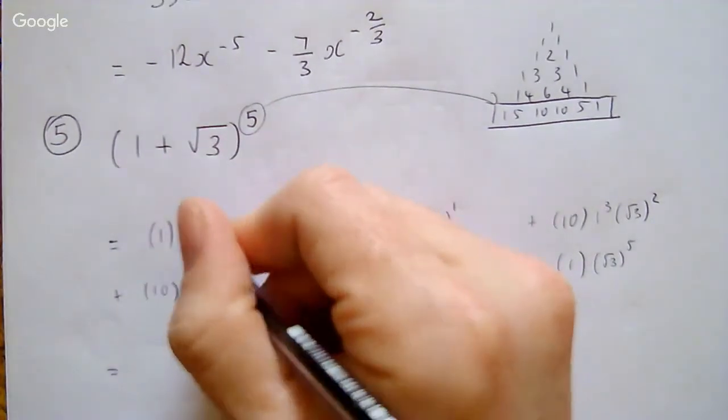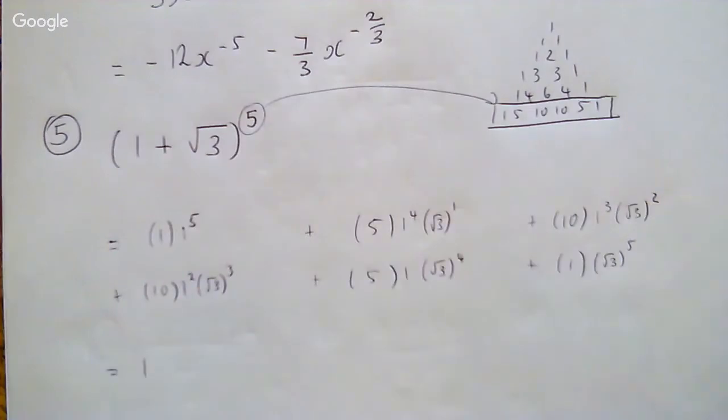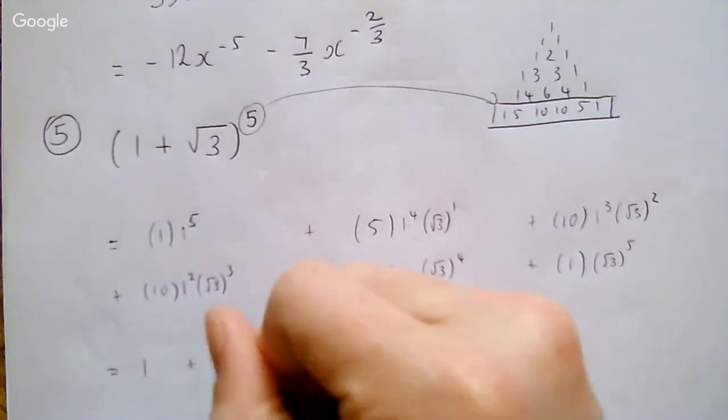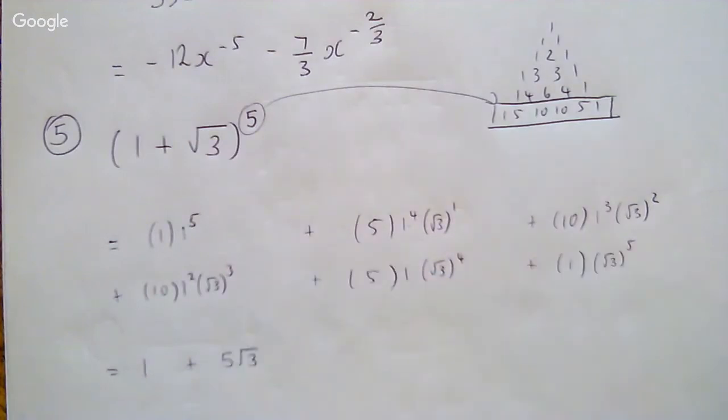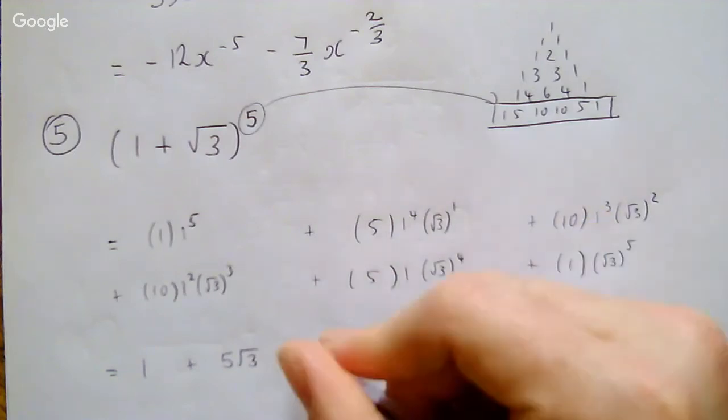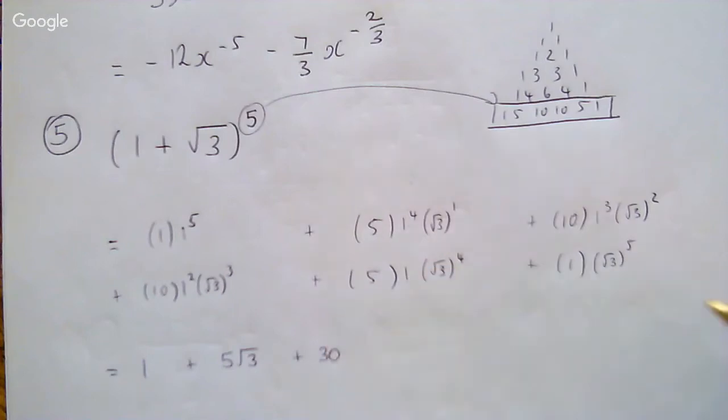I'm going to get 1 to the power of 5 is 1, times by 1 is 1. I'm going to get 5 times 1, and then times by root 3. So I'm going to get 5 root 3. Now here, I'm going to get root 3 squared, which is root 3 times root 3, which is 3. I'm going to times that by 1, which is still 3, and then I'm going to times that by 10, which is plus 30. And then that's it, there's no root 3 or anything because root 3 squared cancels out.